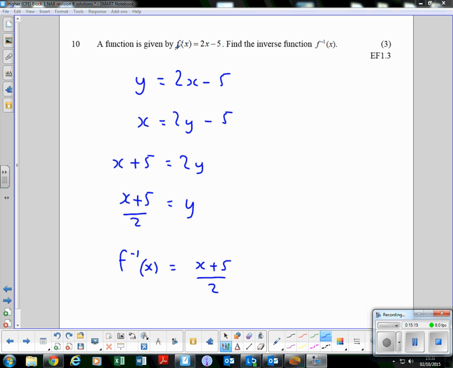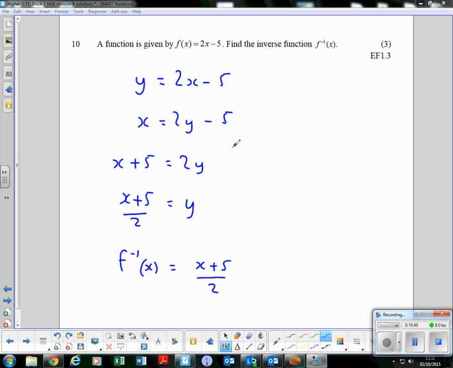Question number 10, find the inverse function of f of x. The method to do that, swap the x's and y's around. So x equals 2y minus 5. Rearrange to make 2y the subject, then rearrange to make y the subject. And by doing this method, you're finding the inverse function of the original function. You're finding the inverse of f of x. So the inverse of f of x is x plus 5 over 2.